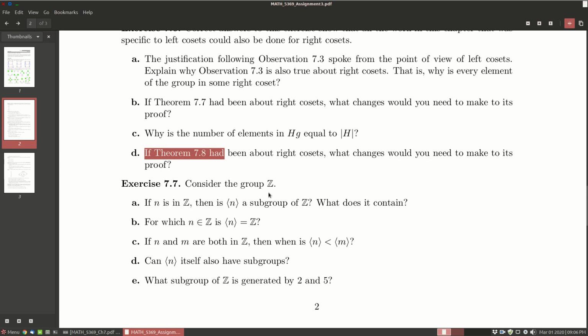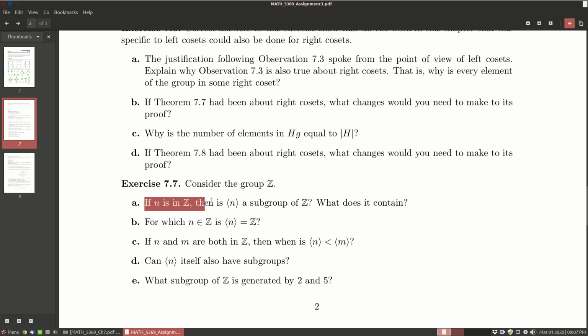All right. Consider the set of integers with the operation being addition. If n is an integer, then obviously the forward orbit of that is a subgroup of Z. What does it contain? For instance, if n is 2, then this is saying do 2 plus 2, 2 plus 2 plus 2, 2 plus 2 plus 2 plus 2, 2 minus 2, minus 2 minus 2. Do all the things with 2, and what does it contain? Well, it contains all the numbers divisible by 2.